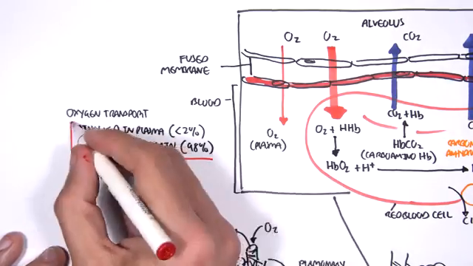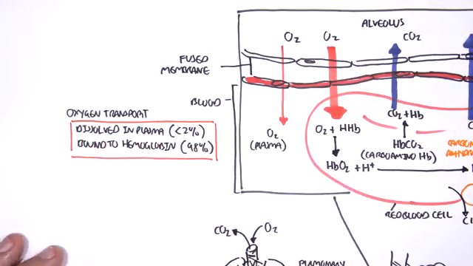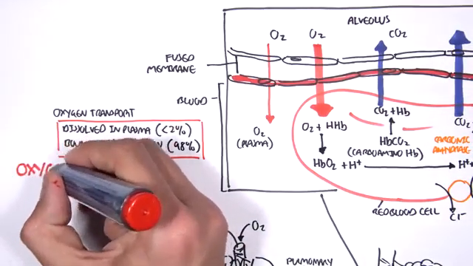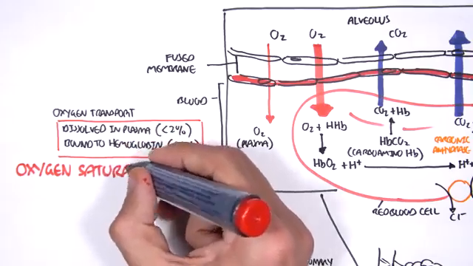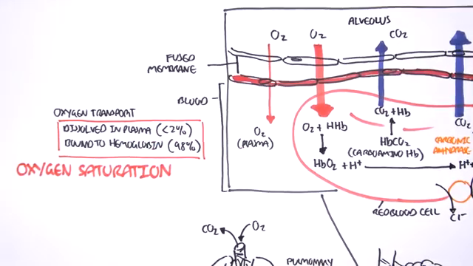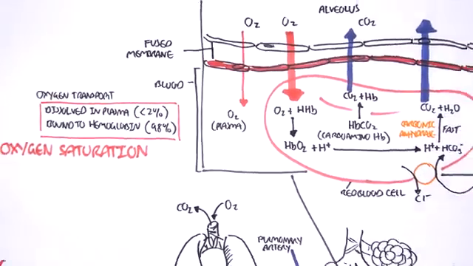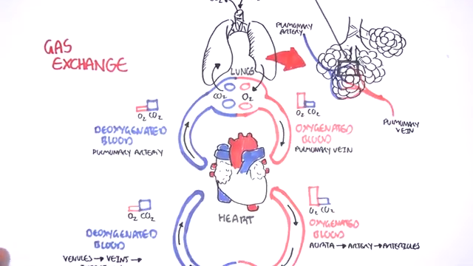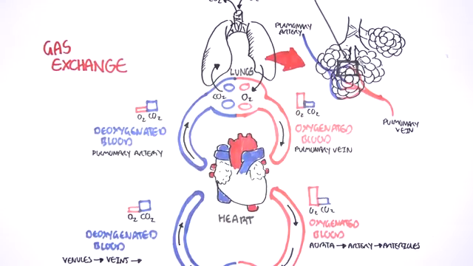And this brings us to the last concept, which is called oxygen saturation. Now, oxygen saturation is an important term to know because it's essentially referring to the concentration of oxygen in the blood. And normal blood oxygen saturation levels should be at least 95 to 100%.